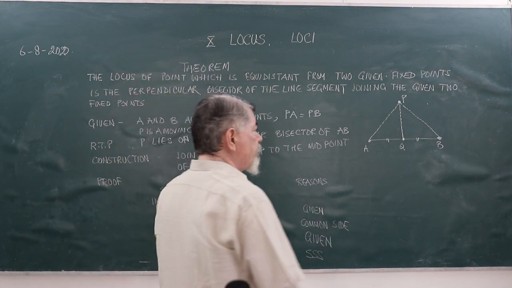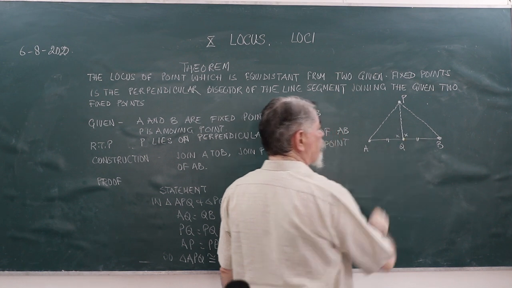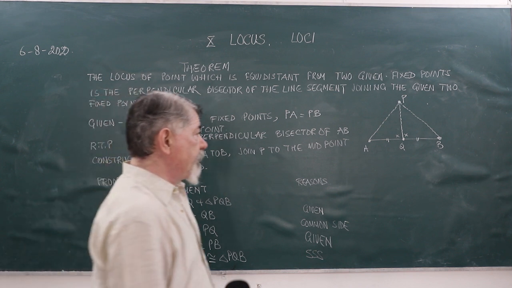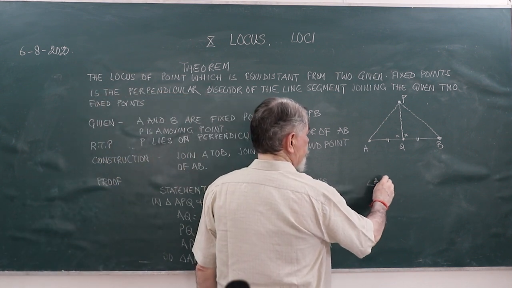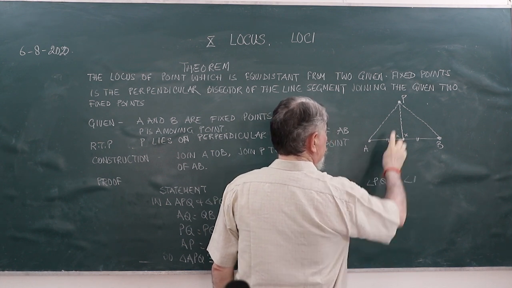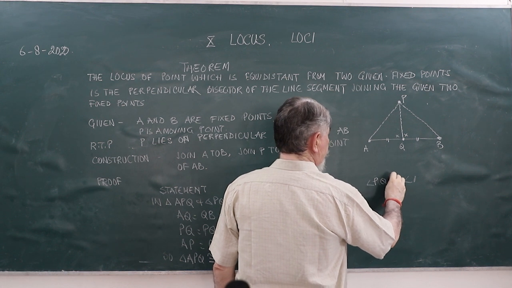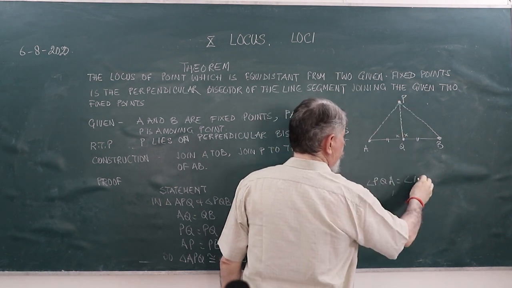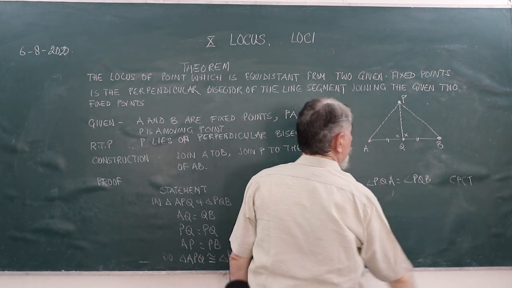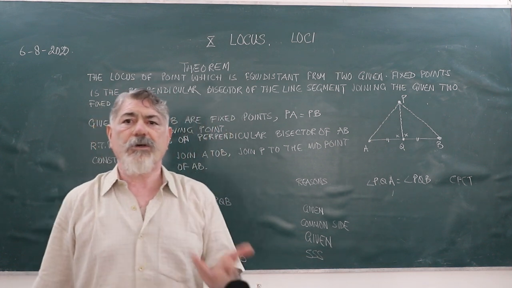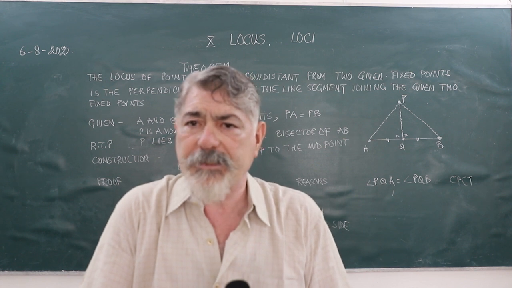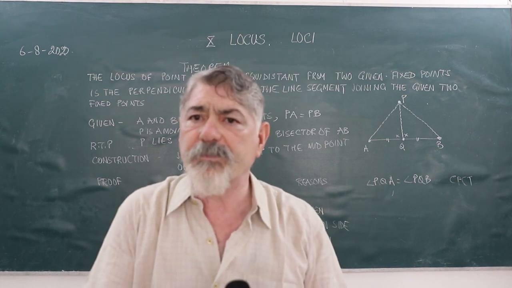The only thing I have to prove is that it is perpendicular. I have to prove this angle and this angle to be 90 degrees. Then only I can say it is a perpendicular bisector. For that, I am going to say that angle PQA will be equal to angle PQB by CPCT. What is CPCT? Corresponding parts of congruent triangles. These are the corresponding angles of the congruent triangles.